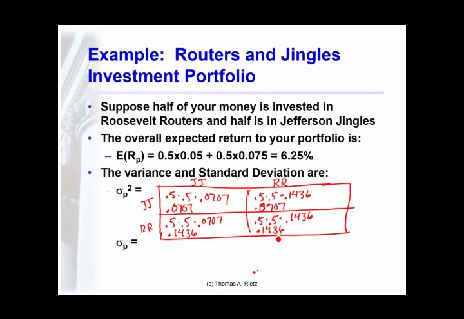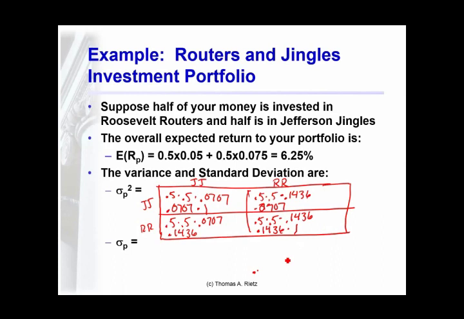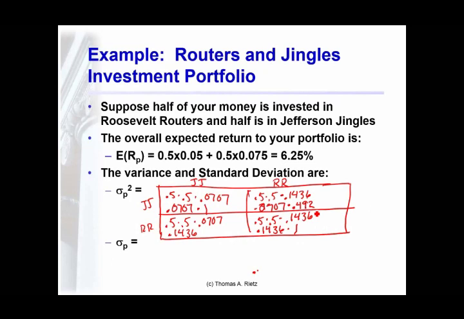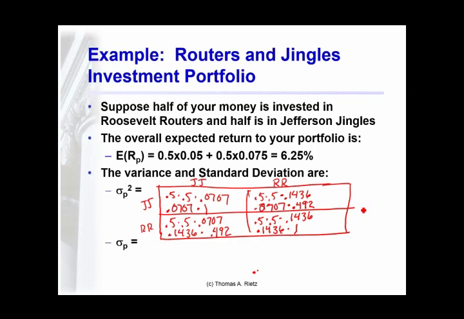Finally, in each one of the cells you put the correlation between the row and the column investments. An individual stock's or investment's correlation with itself is always 1. And the correlation between Roosevelt Routers and Jefferson Jingles, if you recall, was 0.492. Roosevelt Routers and Jefferson Jingles are in the row and column in the upper right corner, and the row and column in the lower left corner. What you do is you multiply inside each of these boxes first, you add them up, and you have the variance. I'll show you how to do that on the calculator here.